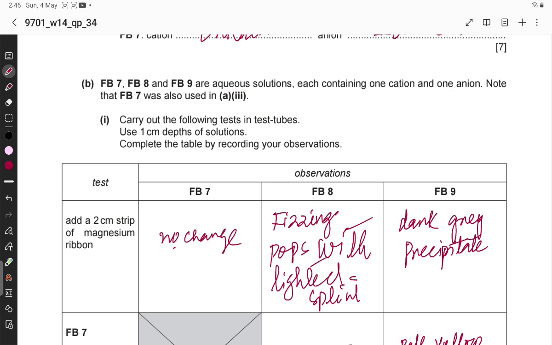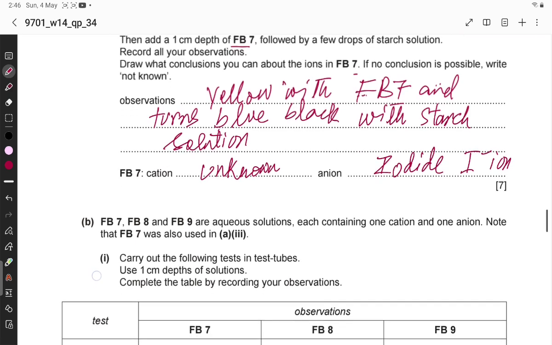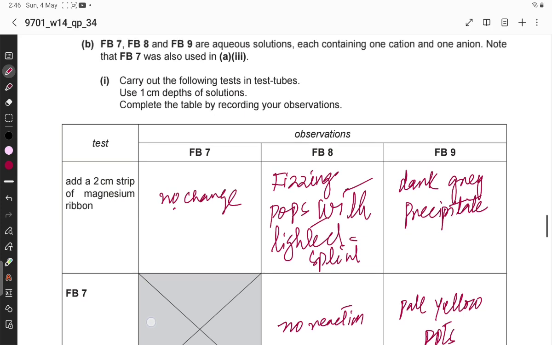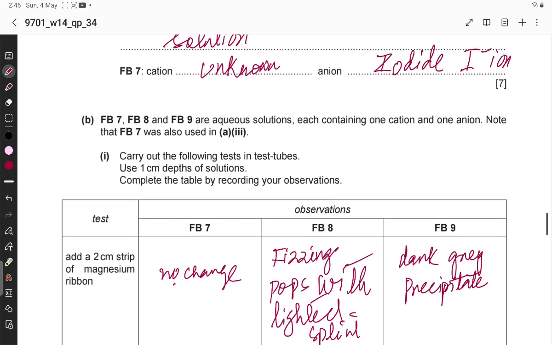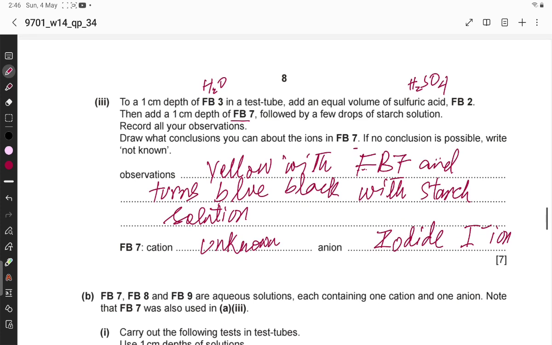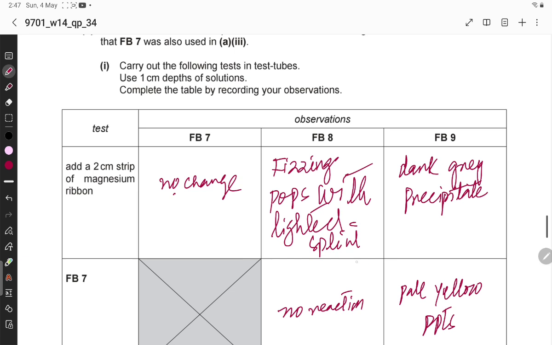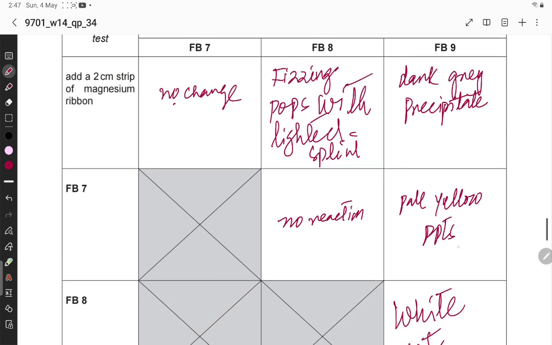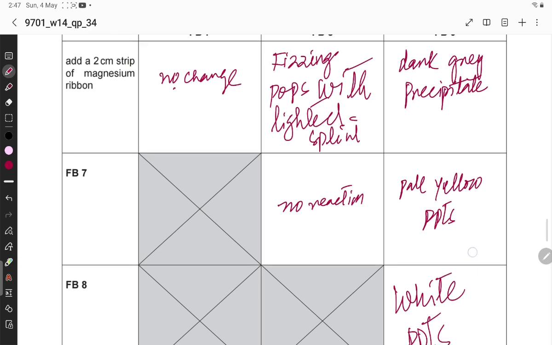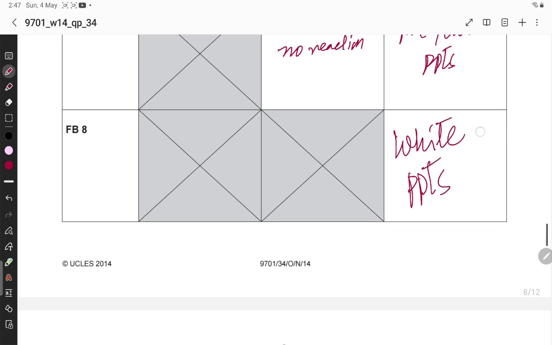Fb7, Fb8 and Fb9 are aqueous solutions, each containing 1 cation and 1 anion. Note that Fb7 was also used in A3. Add a 2 cm strip of magnesium ribbon. The observations: no change with Fb7, with Fb8 fizzing and pops with a lighted splint, and with Fb9 a dark grey precipitate. Fb7 with Fb9 gives a pale yellow precipitate, and Fb8 with Fb9 gives a white precipitate.